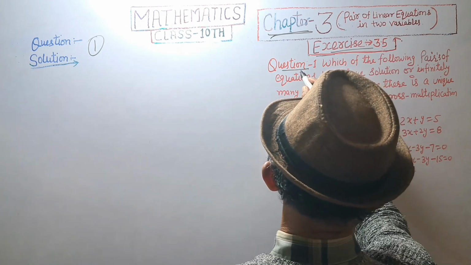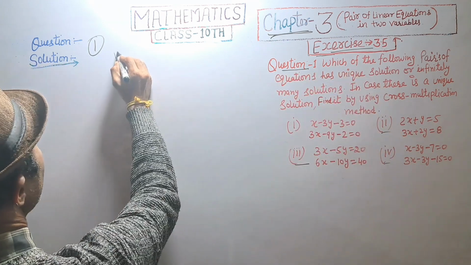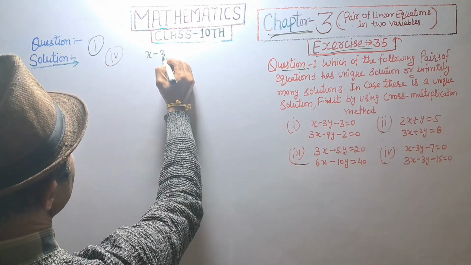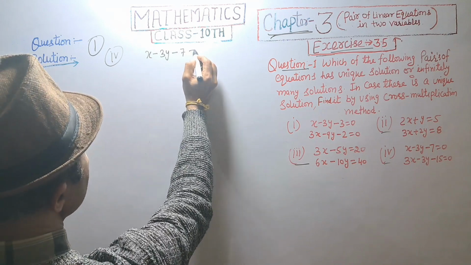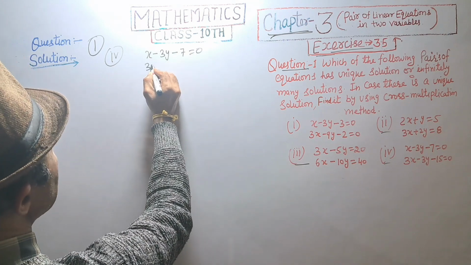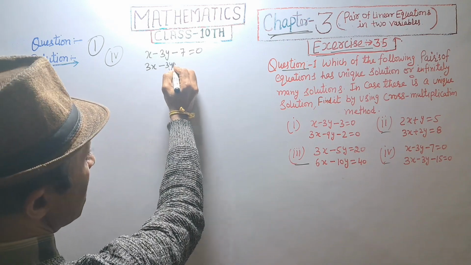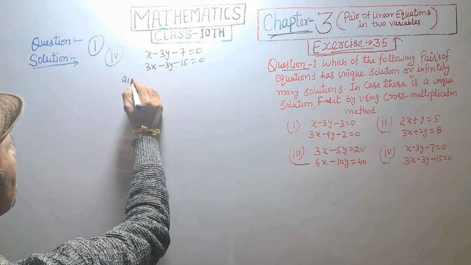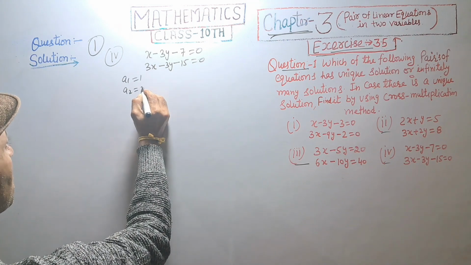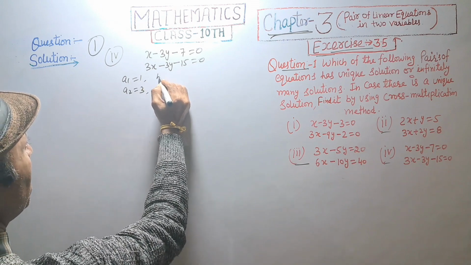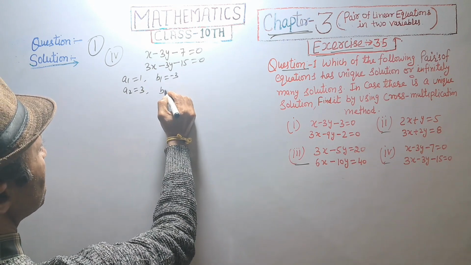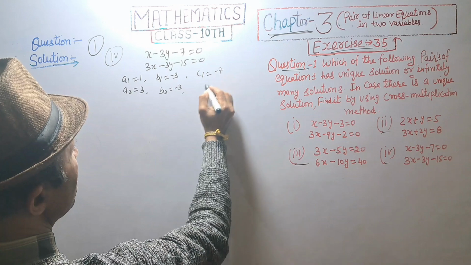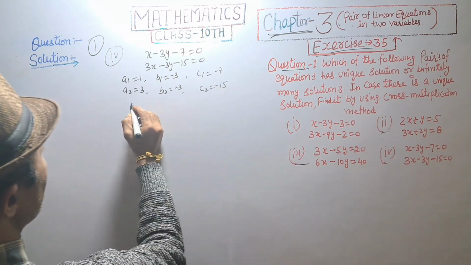Answer. Question number 1, fourth part. X minus 3y minus 7 is equal to 0, and 3x minus 3y minus 15 is equal to 0. A1 is equal to 1, A2 is equal to 3, B1 is equal to -3, B2 is equal to -3, C1 is equal to -7, C2 is equal to -15.